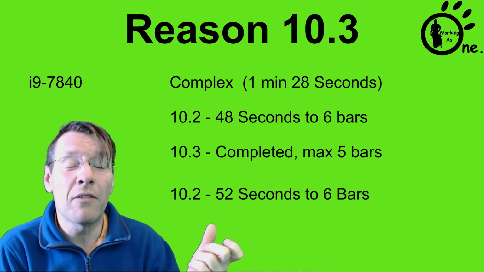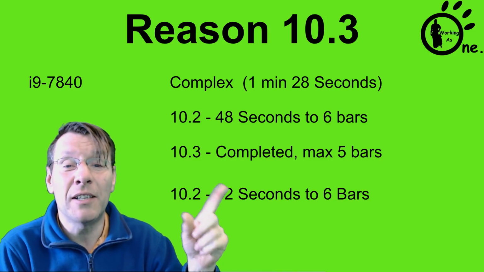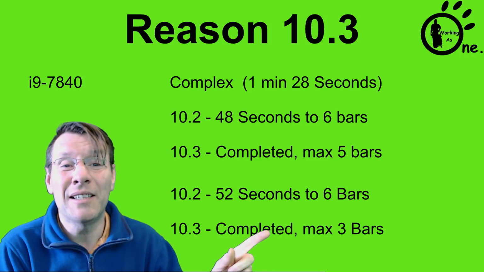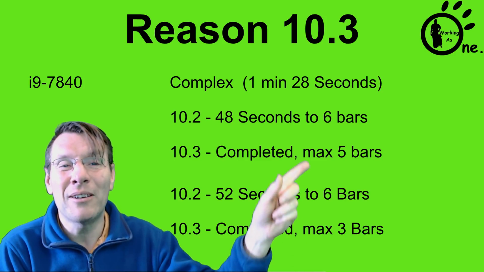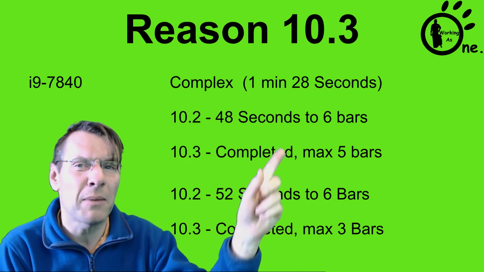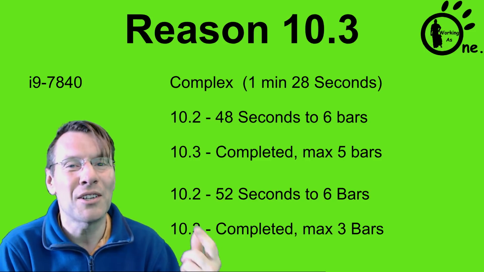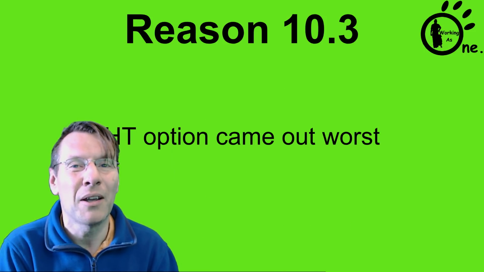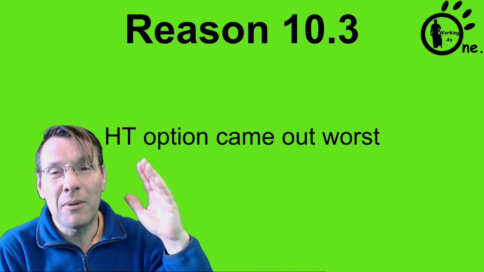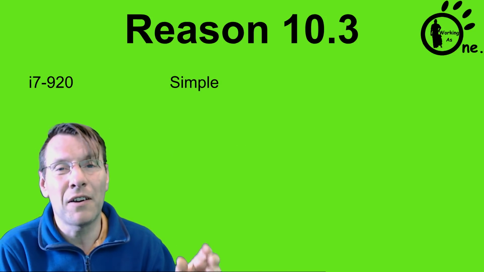And with the 1K frame size, we did get a few extra seconds out of 10.2, and we completed with a max of 3 bars. We dropped 2 bars, and I've heard that each bar is about 16%. So these are incredible results, which 10.3 is really coming back with. And as I say, the hyperthreading option just came out worse in all the tests. It's just a funny one.